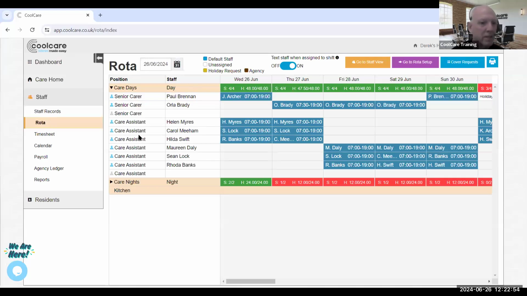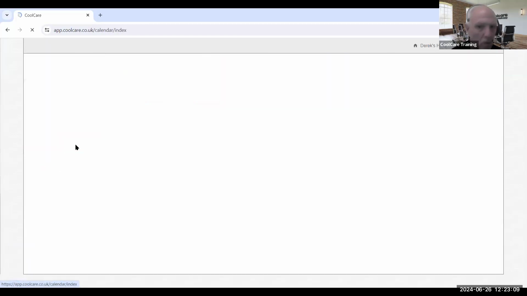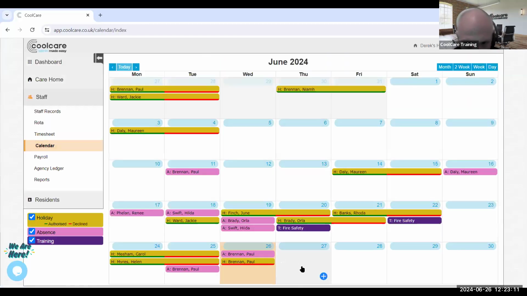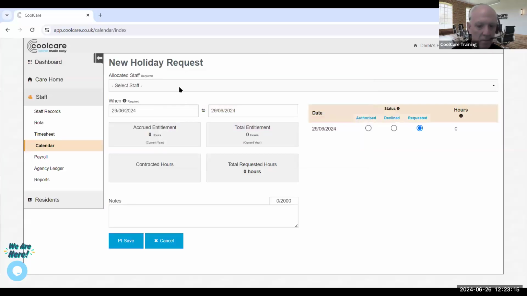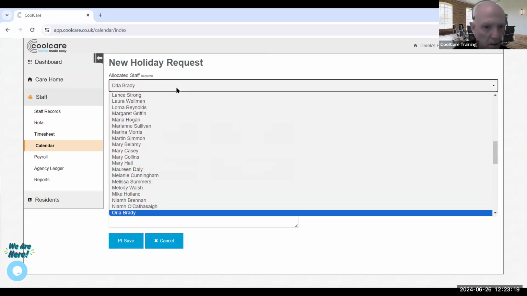If you have somebody who only wants a half day, how do I deal with a half day, whether it's a holiday or an absence? This is what you would do. Orla there wants the 29th as a half day. What I would do in this case is go to my calendar, Orla, the 29th. I'd do a holiday request for Orla.